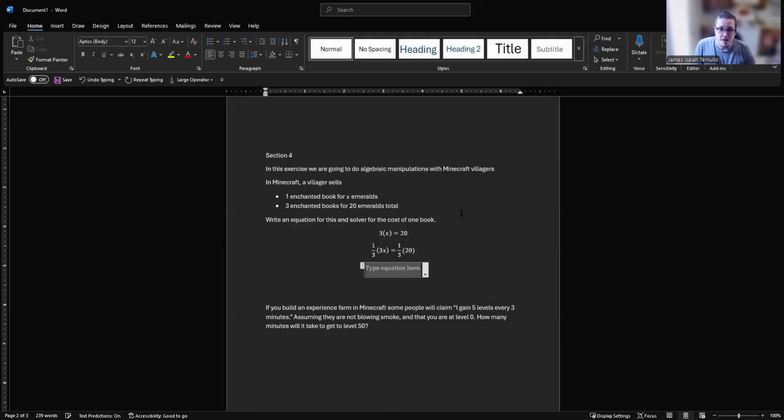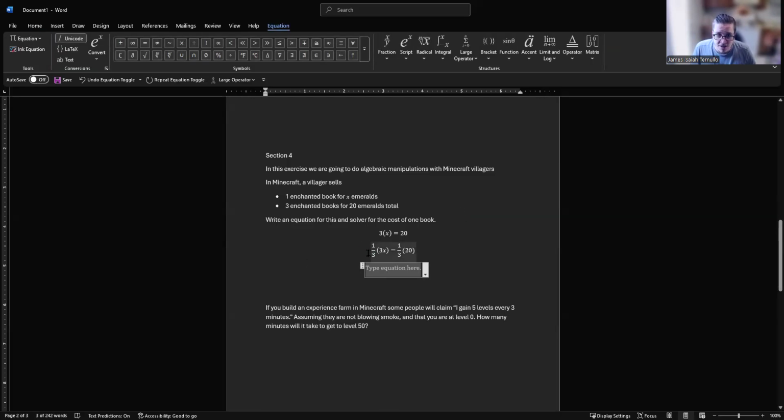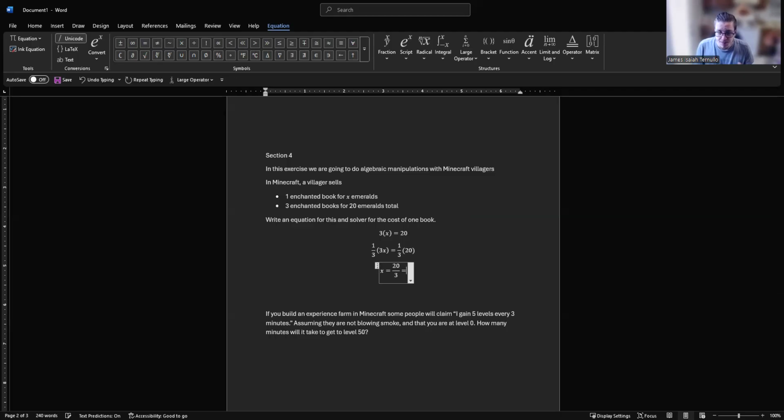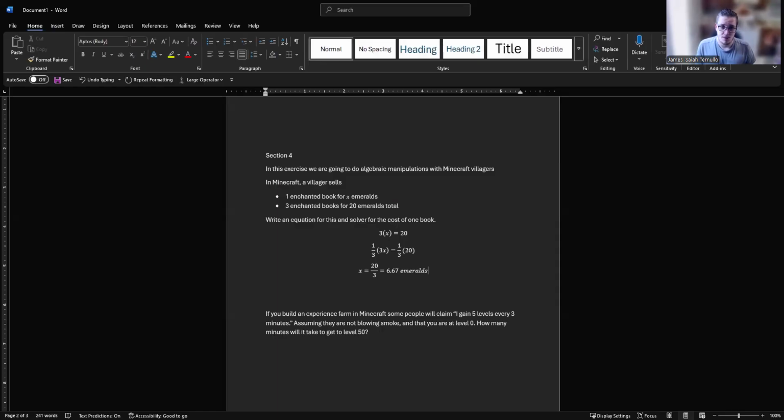On the left-hand side, the threes cancel, and on the right side we're left with 20 divided by 3. If we do this, we find that this is, I believe, 6.67 emeralds. Let me just check that. So 20 divided by 3. Yeah, it's about 6.67 emeralds, which depending on your friendship level would probably be more like 7 emeralds.